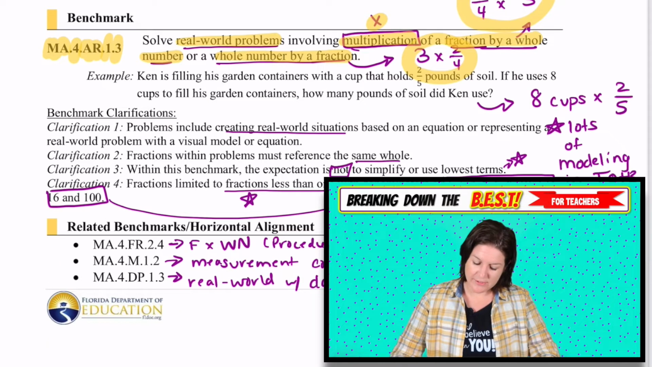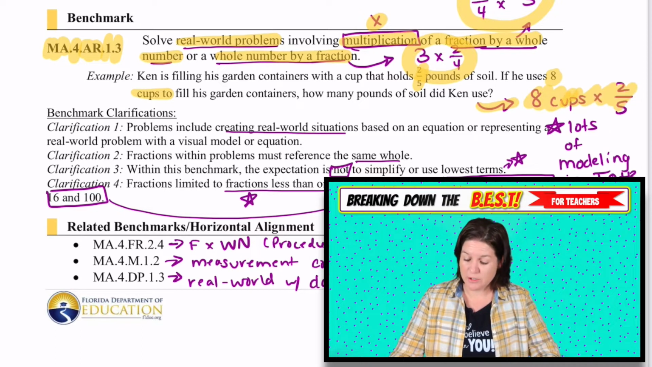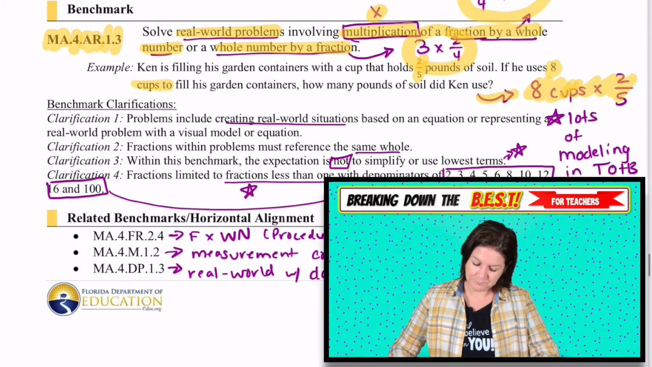For the example, it says that Ken is filling up his garden containers with a cup that holds 2/5 pounds of soil. If he uses 8 cups to fill the containers, how many pounds of soil did Ken use? This would result in using, this is an expression, 8 cups of 2/5. So 8 times 2/5, a whole number by a fraction.